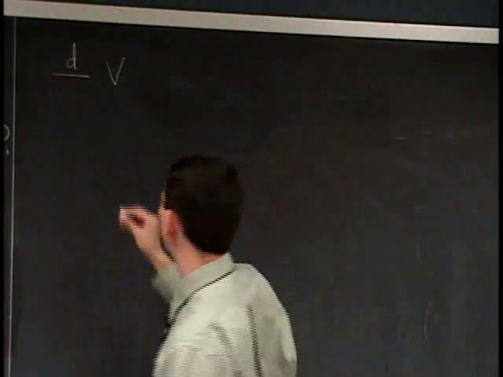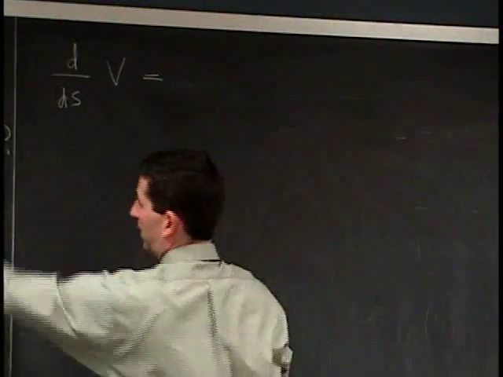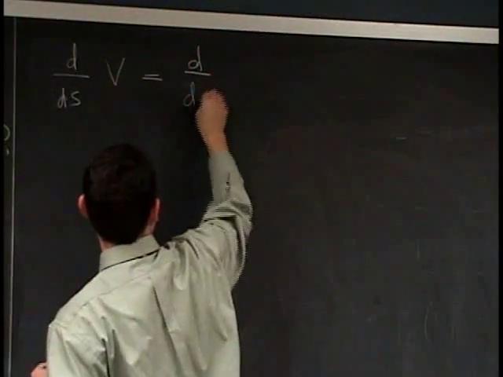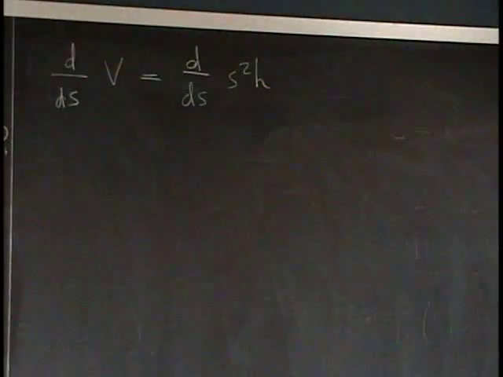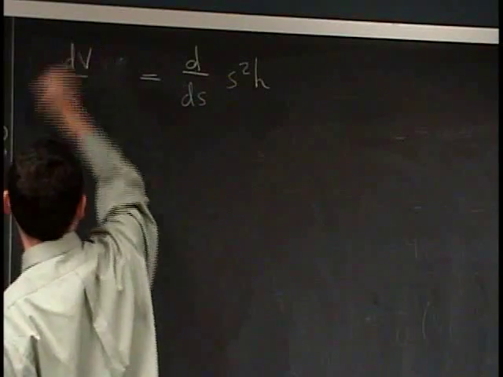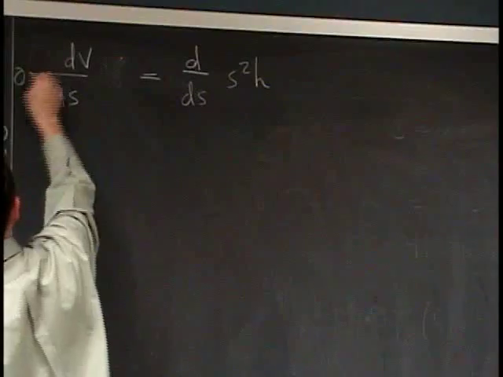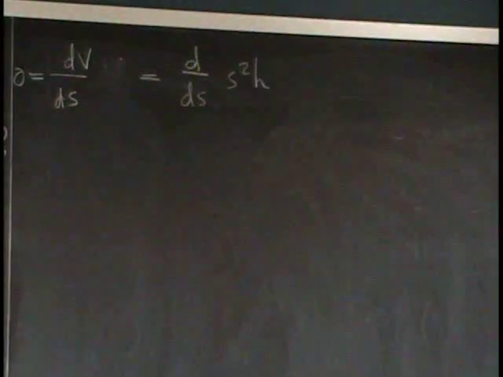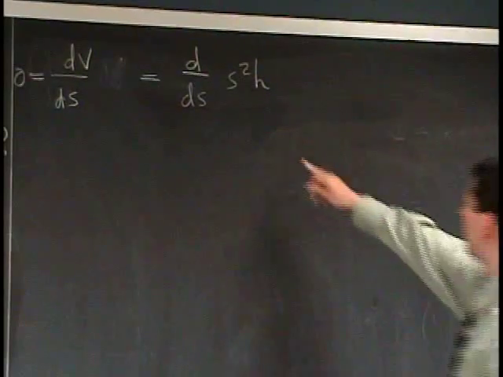You want S? Okay, S. So we'll take the derivative with respect to S, and that will be the same as the derivative with respect to S of S squared H. Of course, this is really equal to just dV/dS, and we set this equal to zero. Okay, that's our strategy.